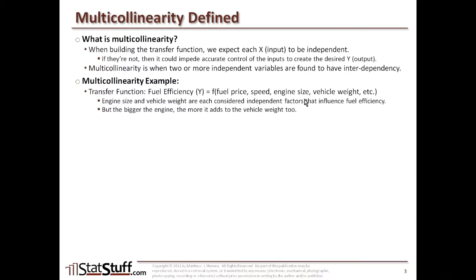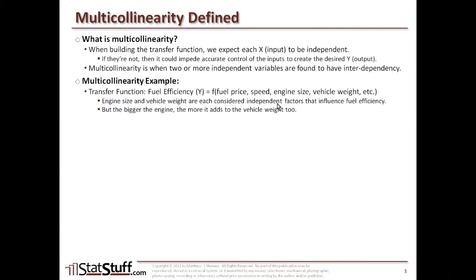So there's actually a relationship between at least these two variables, engine size and vehicle weight, and that's an example of what we mean by multicollinearity. They can each separately have some sort of influence on fuel efficiency, but there is some relationship between the two of them together. And because there's some relationship, we can't treat them as exclusive and independent of each other. We need to at least understand the relationship and the effect they have on one another, as well as the effect they have on the overall output y.